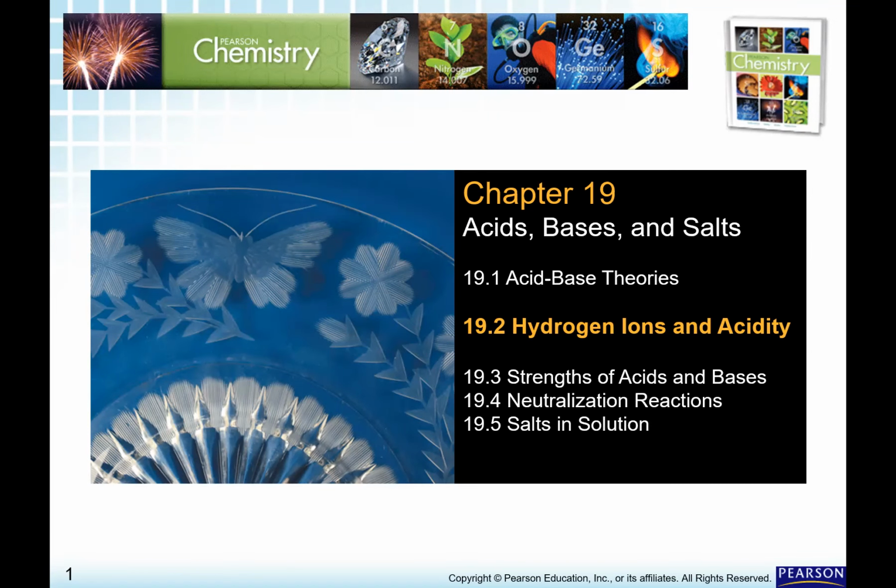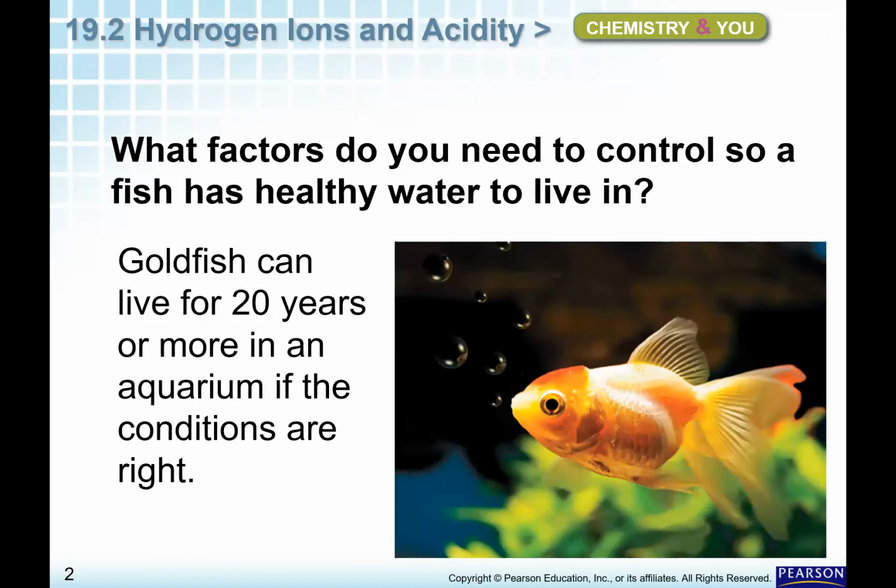So we're going to talk about the acidity of a solution, and also how it becomes acidic or basic. Here's one of the questions that we usually have, which is the question in a picture. As you can see, we have this golden fish in a fish tank. And the question is, what factors do we need to control in order to have the fish stay healthy in the water and live for longer?